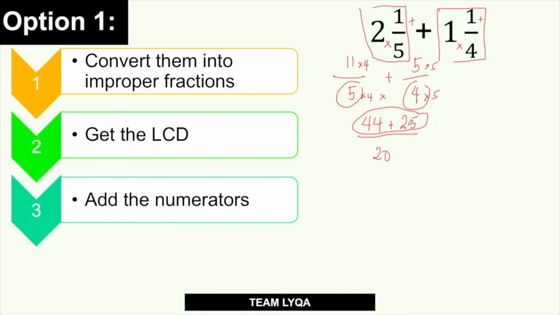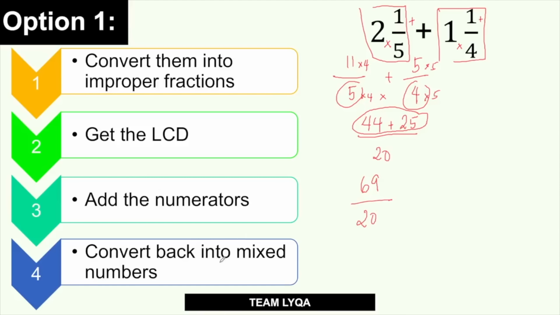So, 44 plus 25, that is 69 over 20. Okay, so isang fraction na lang siya. And then last step, convert them back into a mixed number. Okay, so itong 69 over 20, gagawin mo siya uling mixed number. And you're going to do that by doing this.